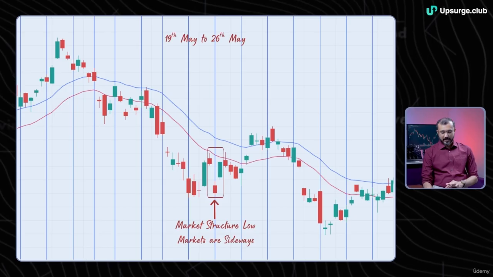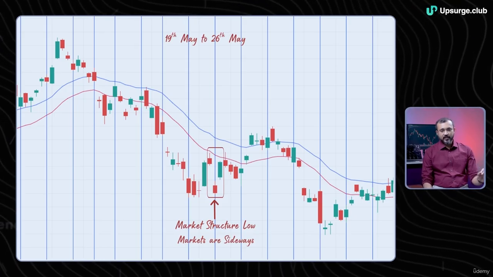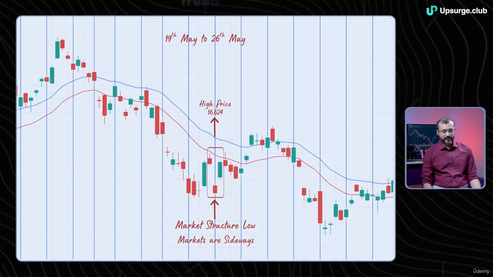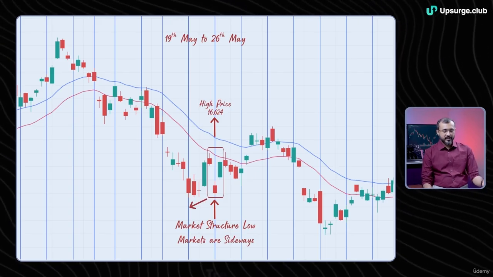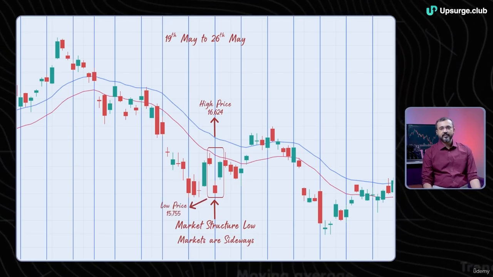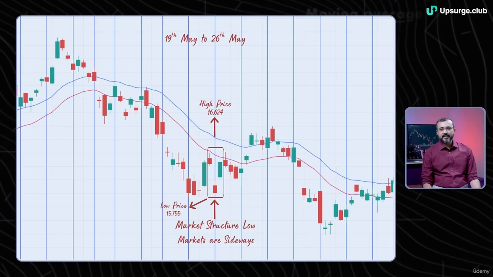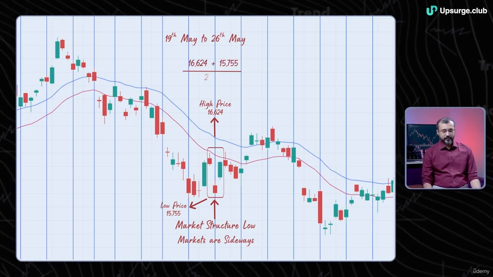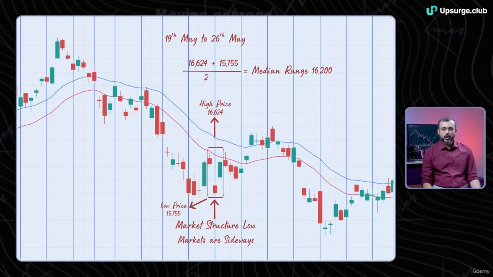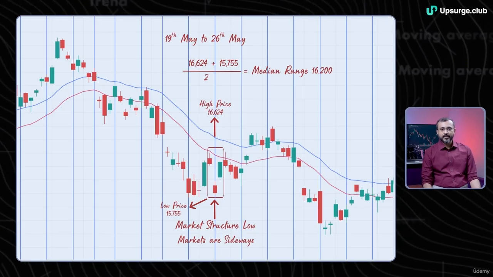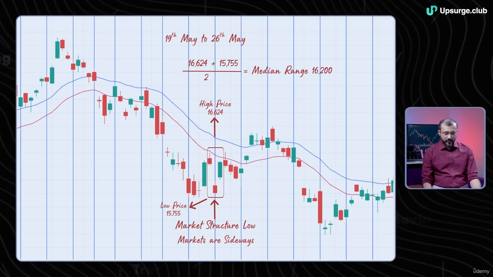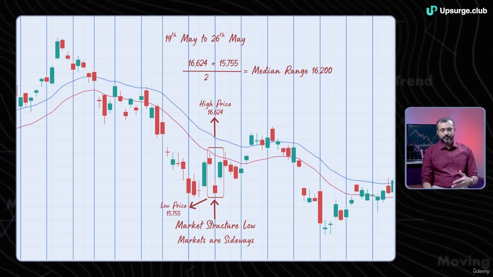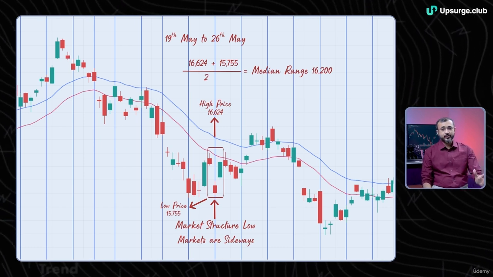Now let us come to straddles. The high value is 16,624, which is the moving average value. The lowest point of the market structure low is 15,775. We add that and divide by 2, which is 16,200. So we short the 16,200 straddle somewhere around 300 to 350 points, and we keep on carrying this position. This position has gone to 0.